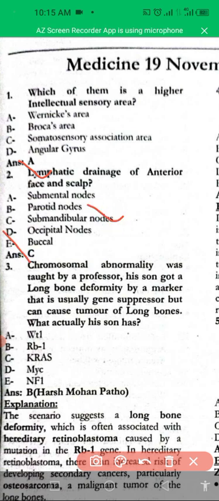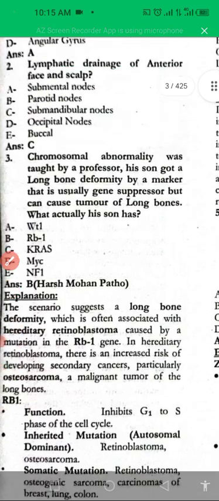Chromosomal abnormality was taught by Professor Son: a long bone deformity marker, the suppressor of the long bone deformity is retinoblastoma 1. RB1 is the long bone deformity suppressor.